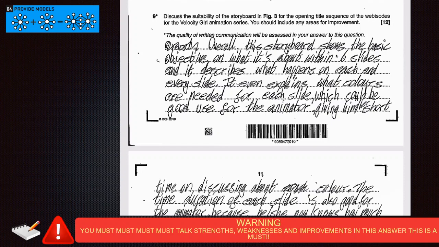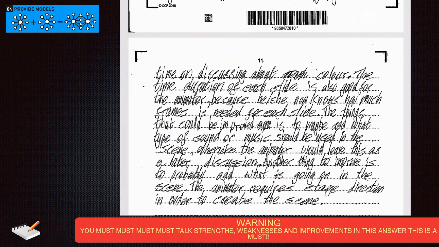Overall, the storyboard shows the basic objective of what it's about within 6 slides and describes what happens on each and every slide. It even explains what colours are needed for each slide, which could be a good use for the animator, giving him or her, I notice her got some screen time there, a short time on discussing the colour. The time duration of each slide is also good for the animator because he or she knows how many frames are needed. So there are the strengths.